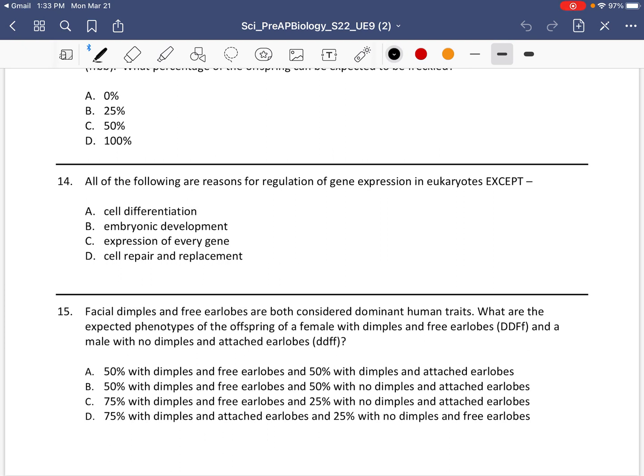A. 50% with dimples and free earlobes and 50% with dimples and attached earlobes. B. 50% with dimples and free earlobes and 50% with no dimples and attached earlobes. C. 75% with dimples and free earlobes and 25% no dimples and attached earlobes. D. 75% with dimples and attached earlobes, and 25% with no dimples and free earlobes.